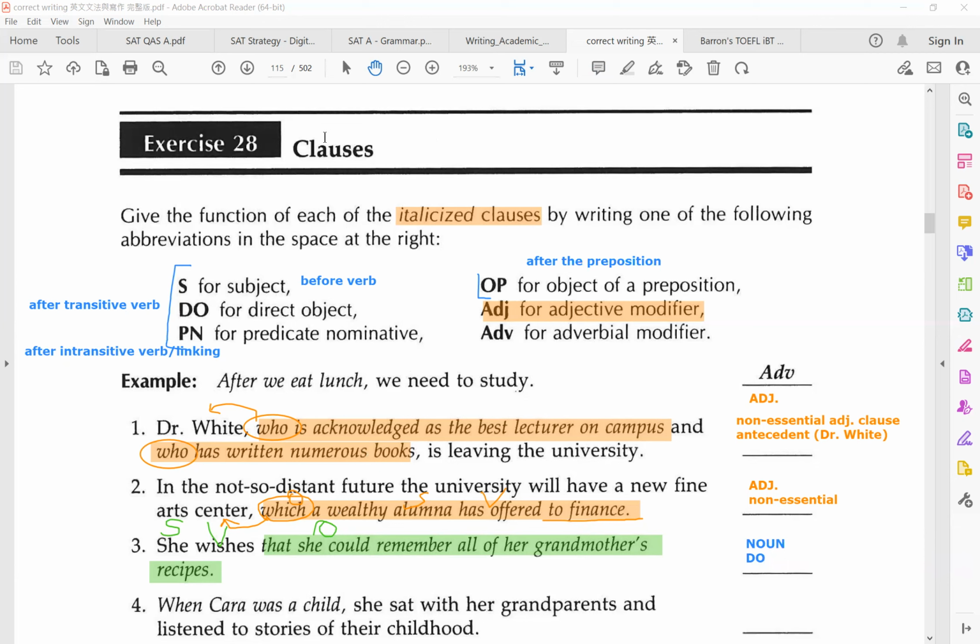All right. And for number four, I'm going to use pink. When is my subordinator, right? So when Kara was a child, this is my adverbial clause. So there is no doubt about it. And it is modifying a verb. So some of you may wonder, well, isn't there a relative adverb of an adjective clause that modifies a time? So how do I differentiate between an adjective clause that starts with when and an adverbial clause that starts with when?